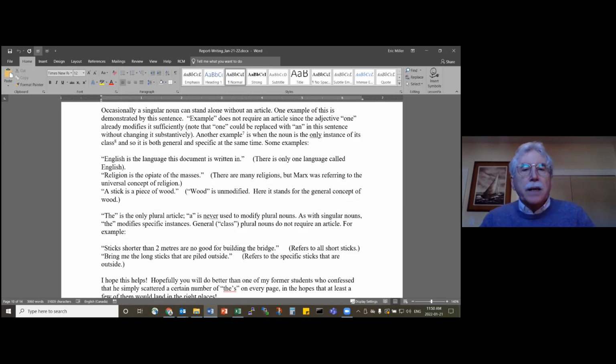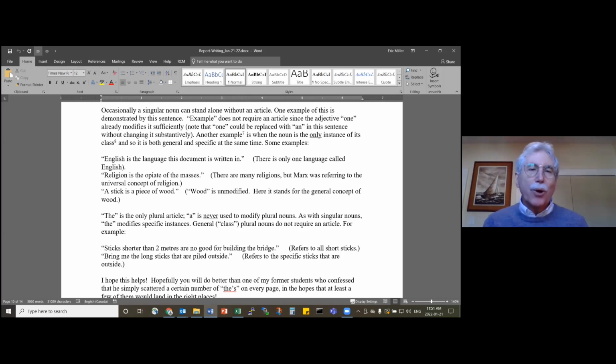The other primary example is if there is only one instance of the class, if there is only one element of this, then the general and the specific are the same. So as an example, English is the language this document is written in. There is only one English language. I mean, there's all sorts of dialects and variants, but English is the unitary language. We don't have to say "the English" or "an English." It's just English. It doesn't need a modifier because it stands alone.